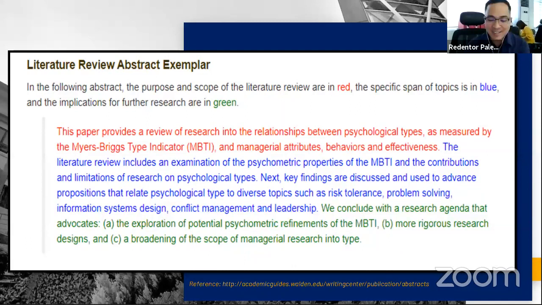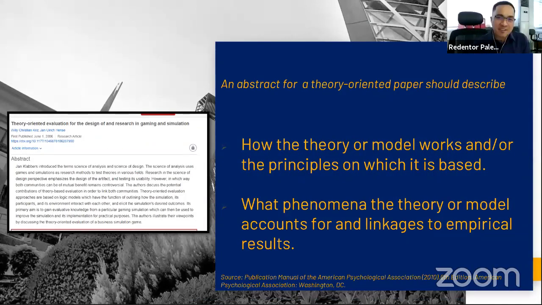An abstract for a theory-oriented paper. How would it look, or what are the things that we need to look into if your paper is a theory-oriented paper? Take note how the theory or model works. Somebody's microphone is on. And then what phenomena the theory is presenting, and the accounts and linkages.